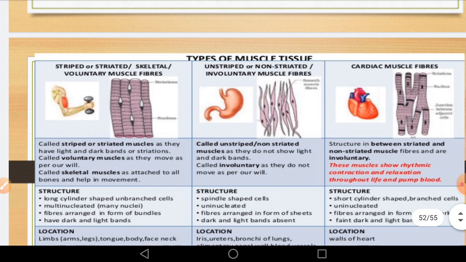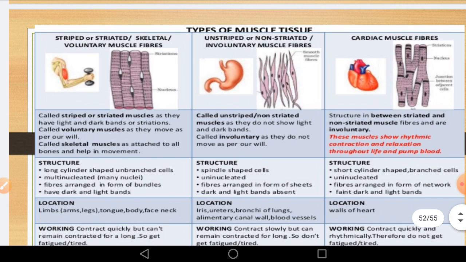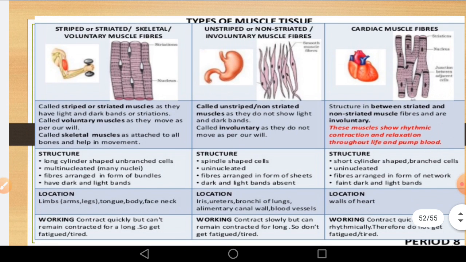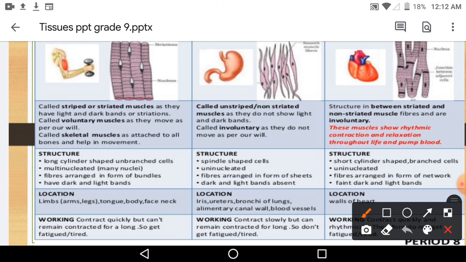Again here the detail: structure, location and working of the striated, unstriated and the cardiac muscle. Again, they are striated, I told you they have dark and light bands. Unstriated do not show any such bands. Cardiac structure is between striated and non-striated. That means this structure is between these two.